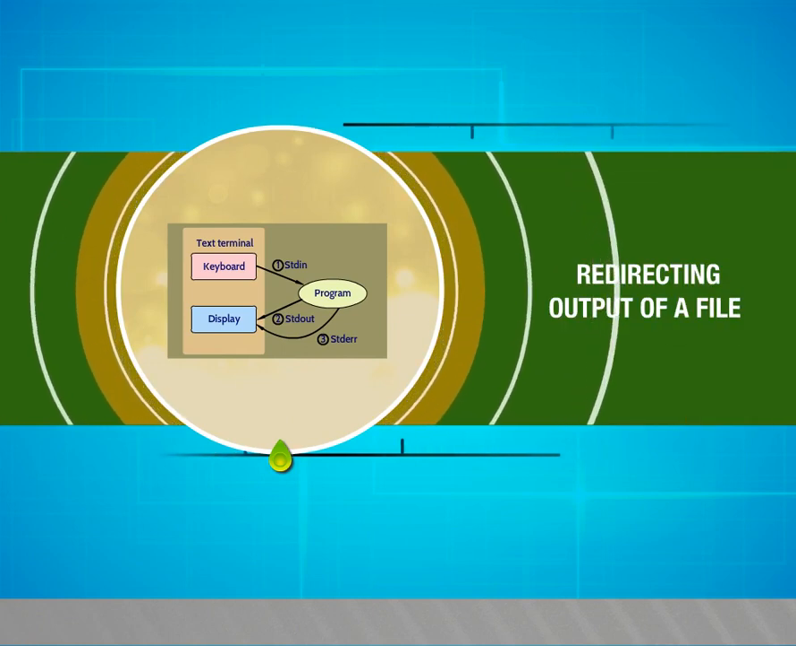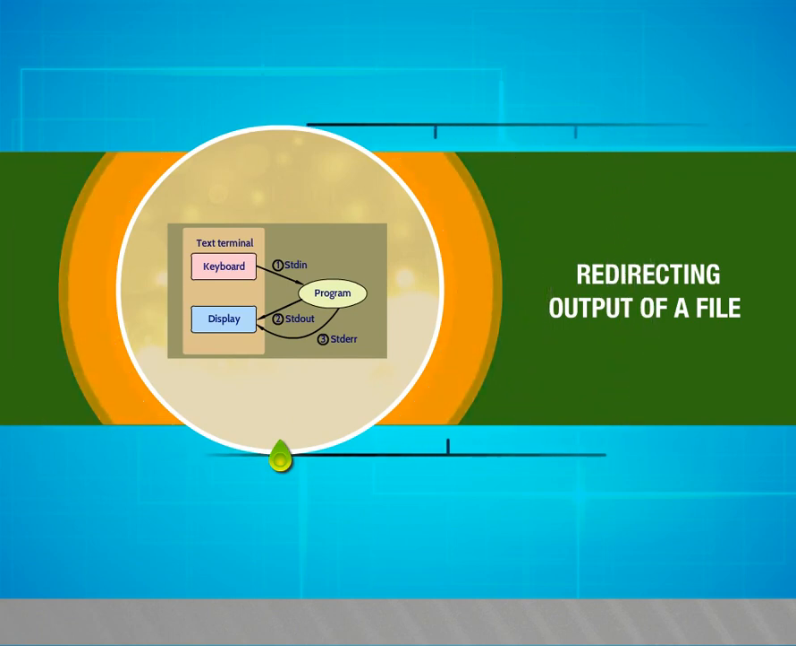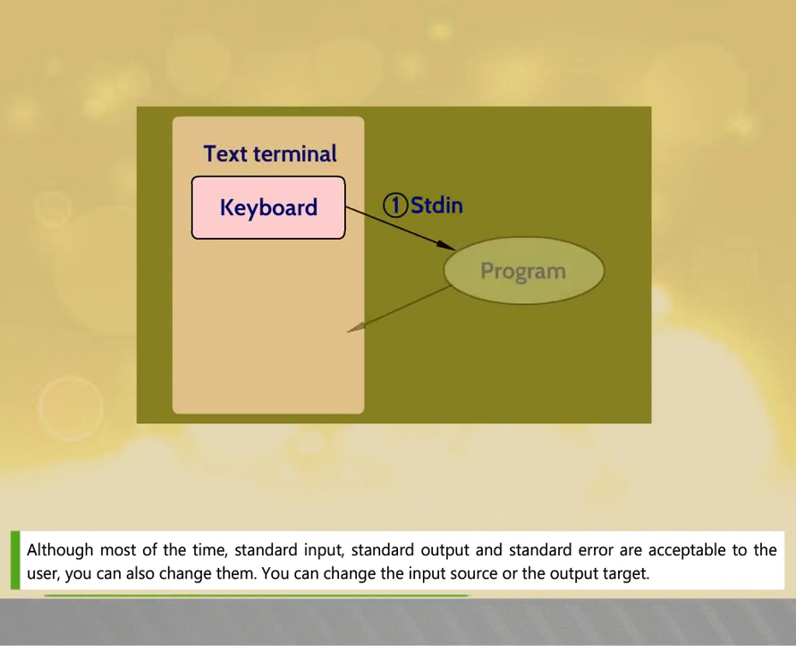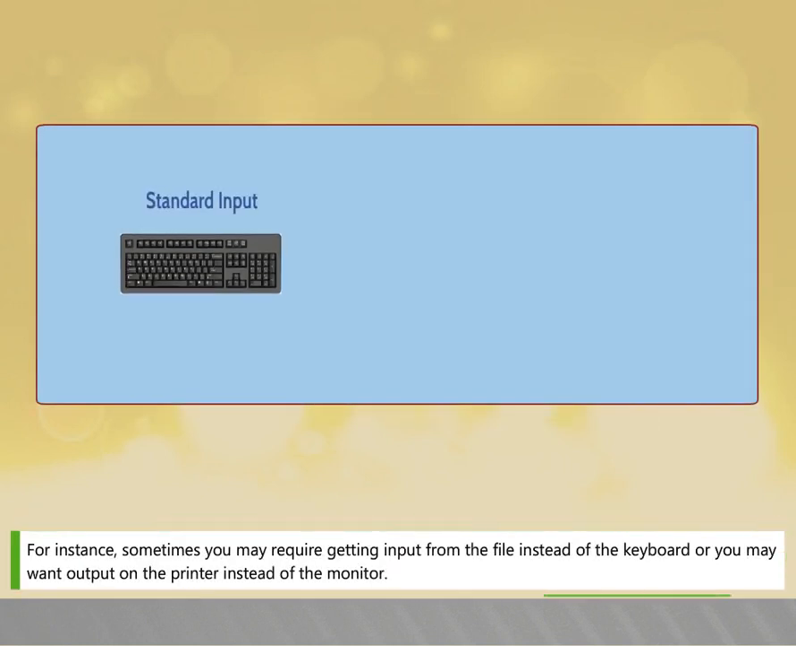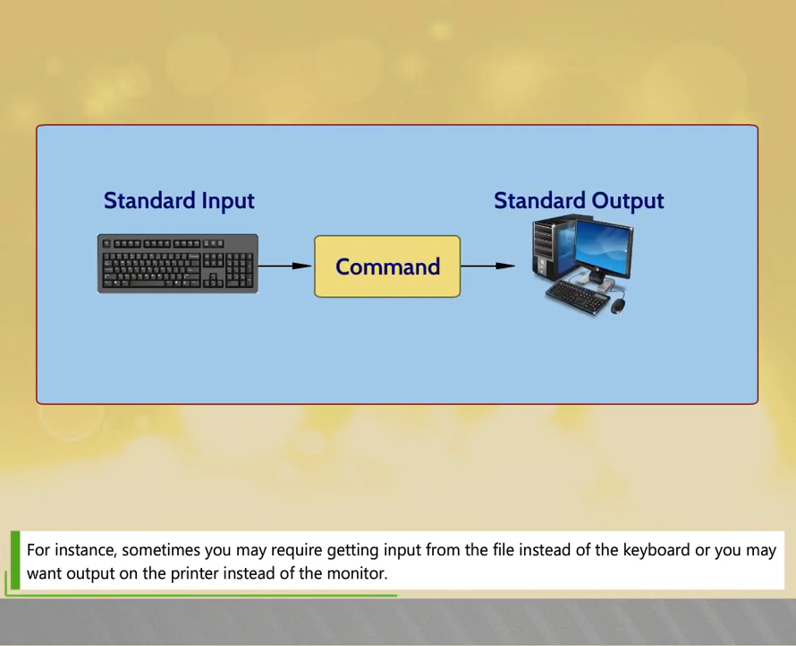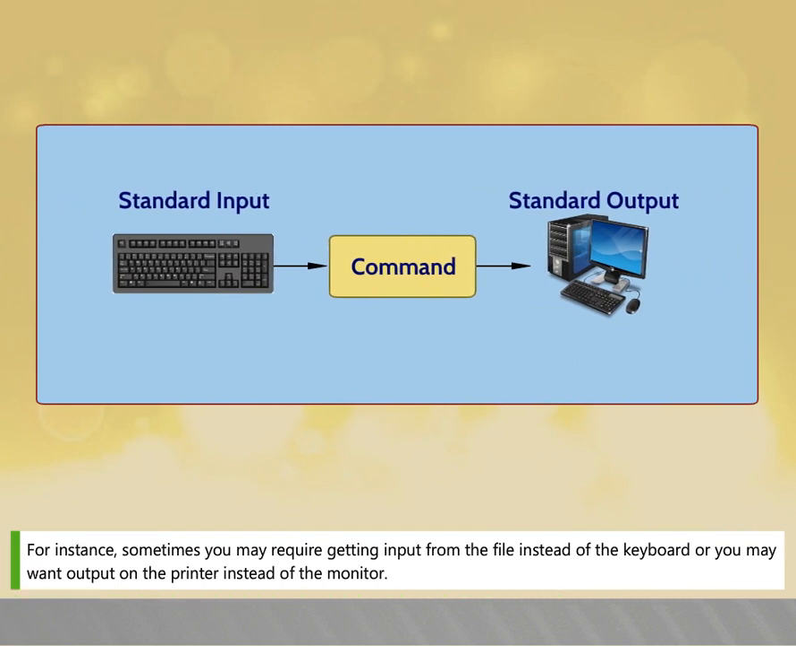Redirecting output of a file. In this video, we are going to see about redirecting output of a file. Although most of the time standard input, standard output, and standard error are acceptable to the user, you can also change them. You can change the input source or the output target. For instance, sometimes you may require getting input from a file instead of the keyboard, or you may want output on the printer instead of the monitor.